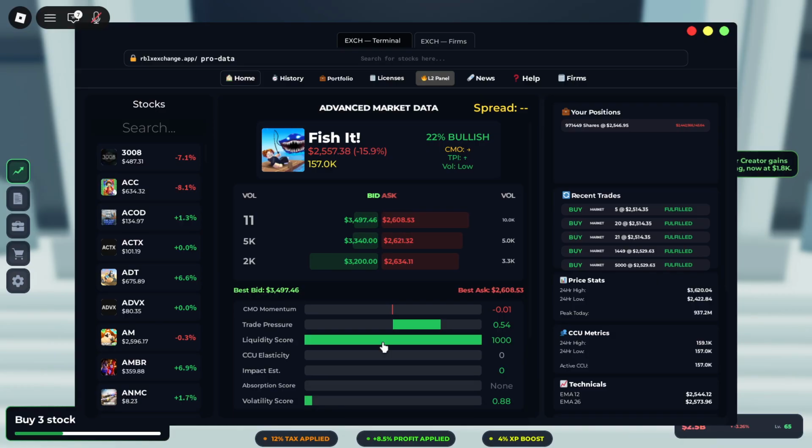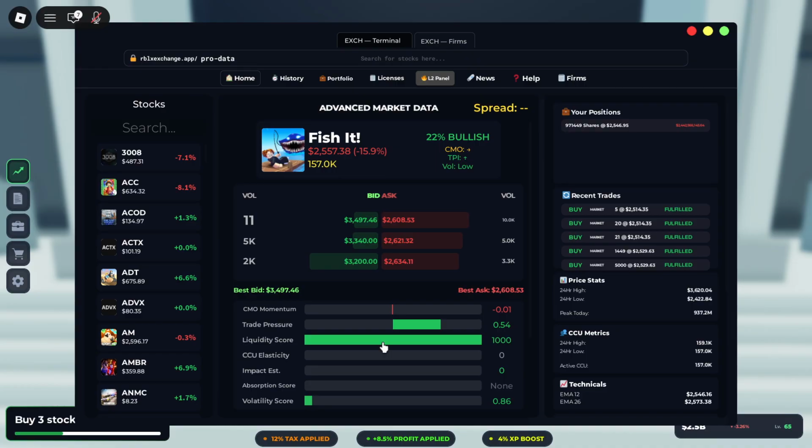Now, a positive CCU elasticity basically says that when more players join, the price is going to go up. This is normal, and it's normally a hype driven stock. So it just indicates that the more players that join the game, the more it increases the price. Simply put. Now, a negative CCU elasticity means the inverse of this, meaning that more players joining doesn't mean it's going to push the price of the stock up. It might even push it down.